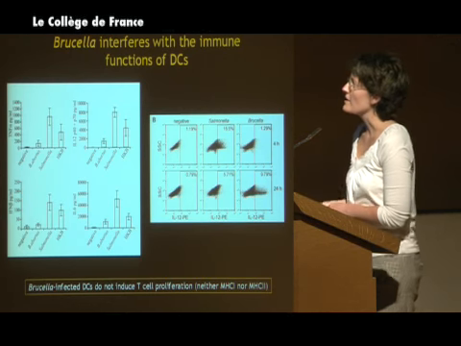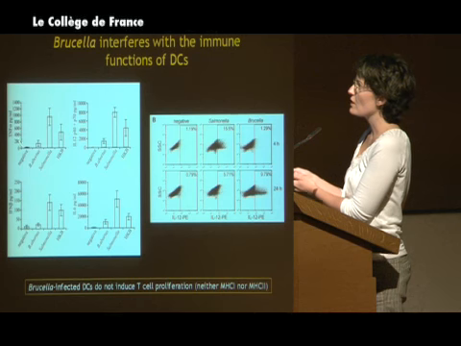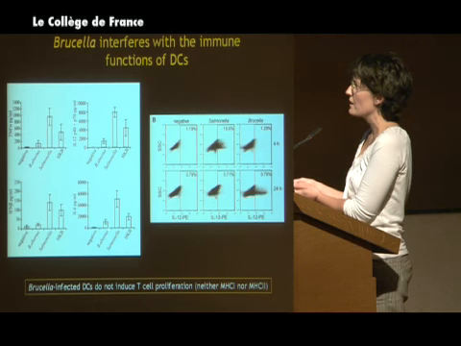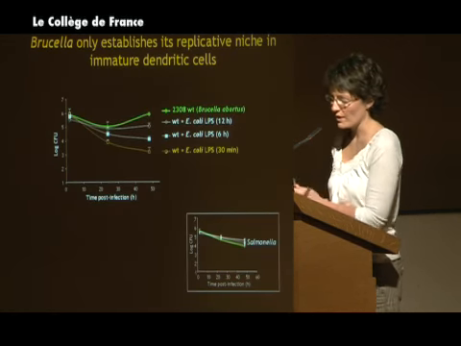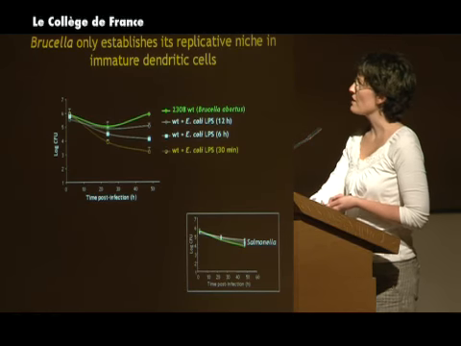And also cytokine secretion. We could see Brucella-infected dendritic cells secrete very low levels of pro-inflammatory cytokines like TNF or IL-12, interferon beta, and also IL-6, compared to, for example, a heat-killed Brucella. Now, one of the important questions is, is this important for Brucella replication?